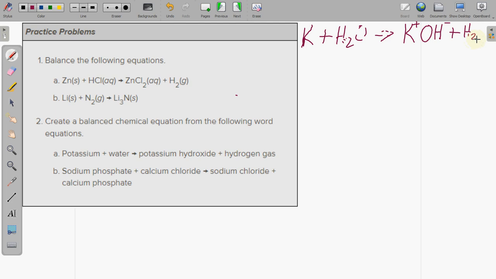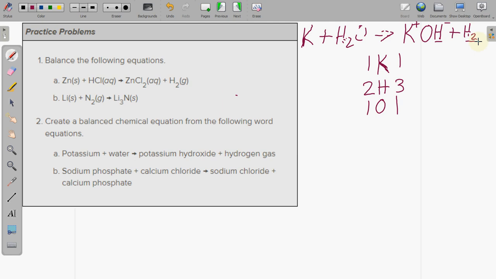Hydrogen is a diatomic molecule. We just need to know that. So we have K, H, and O. We have 1 and 2 and 1. We have 1 and 1 and 1. We have 1 hydrogen here and 2 hydrogens there. That's a total of 3. All right, so that means the lowest number that 2 and 3 both go into is 6.